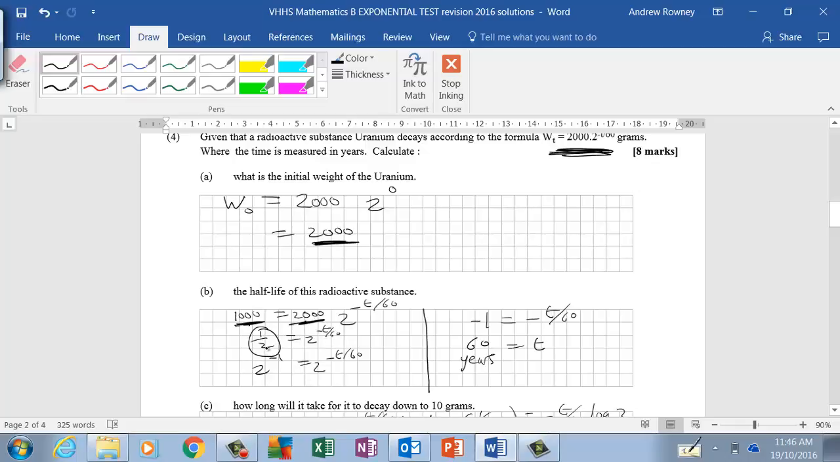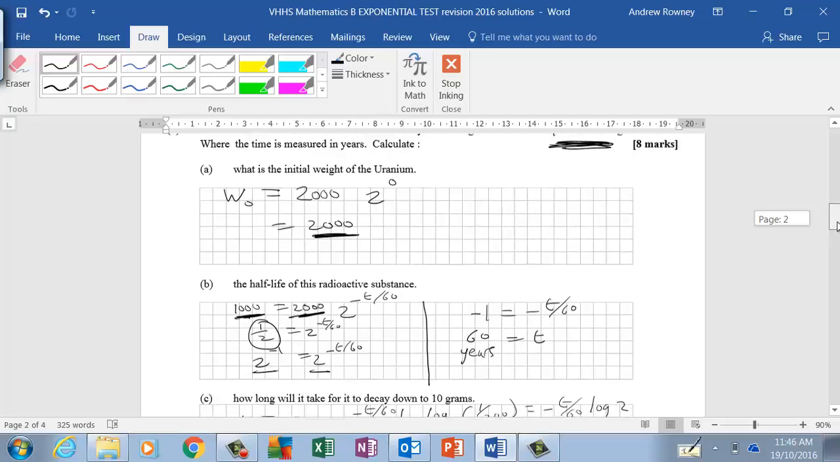And now we could do logs, but because we can express this as a base 2, we can make it 2 to the minus 1. We just have to equate indices. If the bases are the same, then the indices have to be the same. So minus 1 equals minus t on 60. So multiply by 60 and get the minus on the other side. It's equal to 60 years for the time to half.